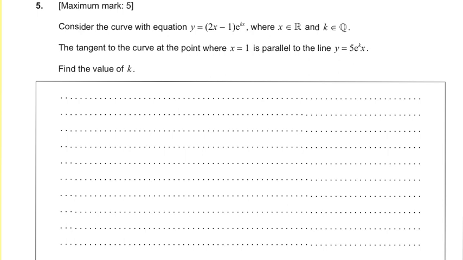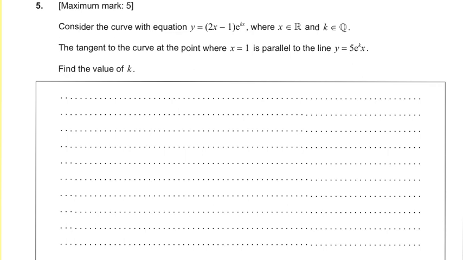First thing we need to do is differentiate the first equation. To do this, we're going to use the product rule, giving us dy over dx is equal to (2x minus 1) times k lots of e to the power of kx plus 2 times e to the kx.